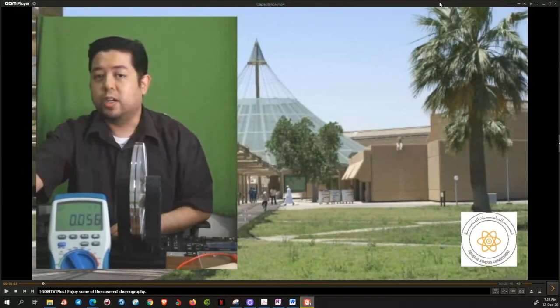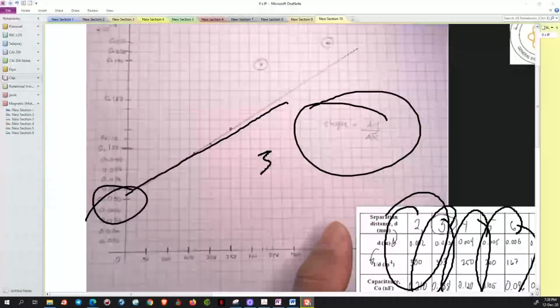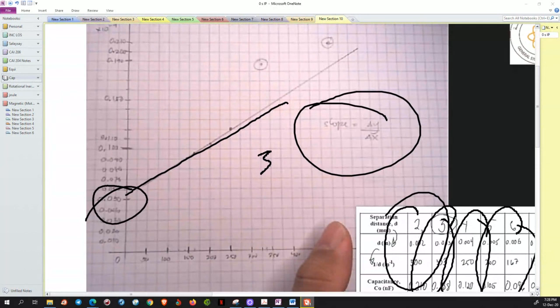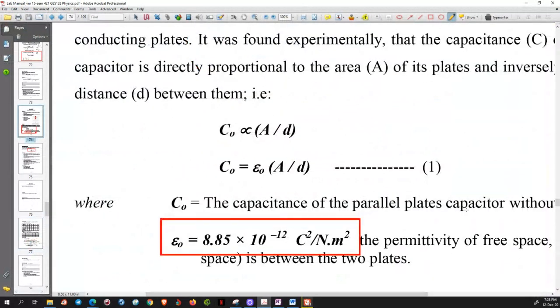Okay? What's equal my slope? No, Muhammad Al-Ajmi, you didn't get it. The E that you will calculate should be near 8.85 by 10 raised to minus 12. The real value is given: 8.85 by 10 raised to minus 12. Okay? Your slope should be 2 point something.